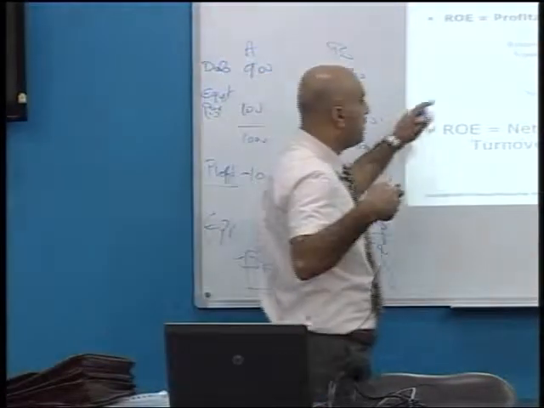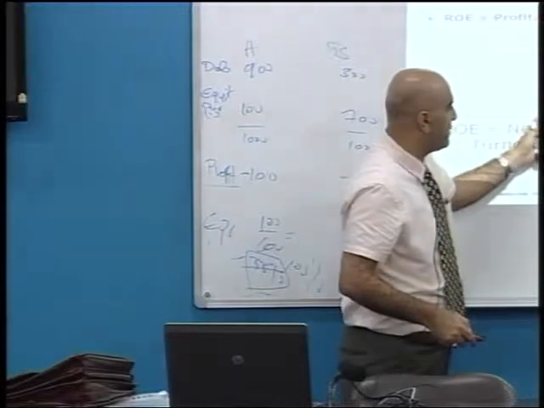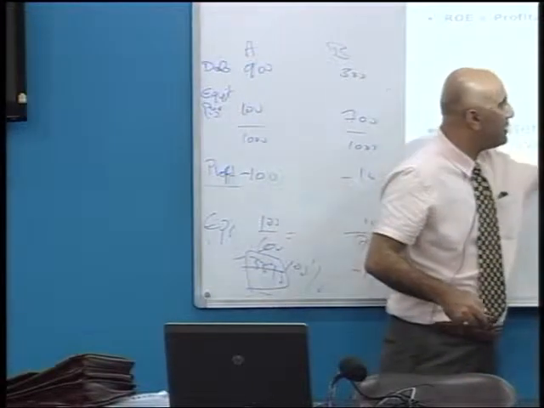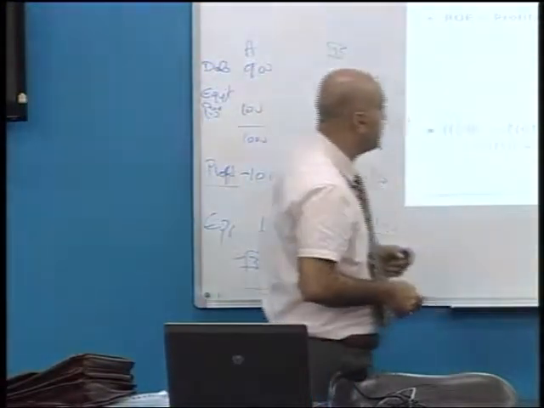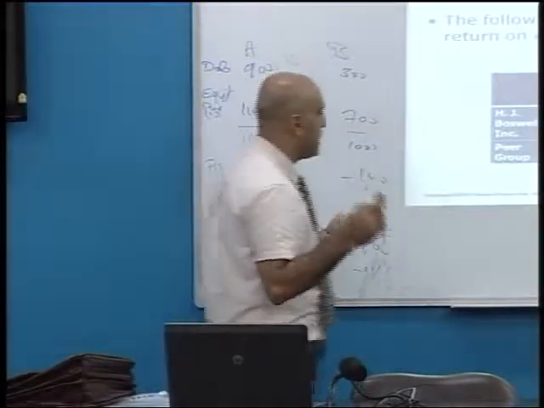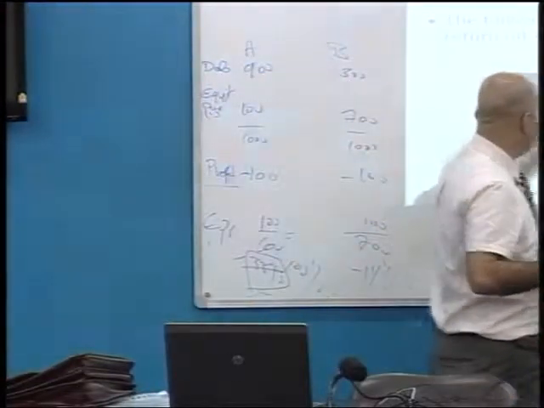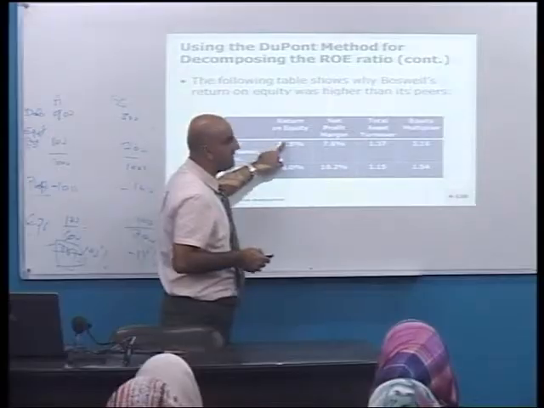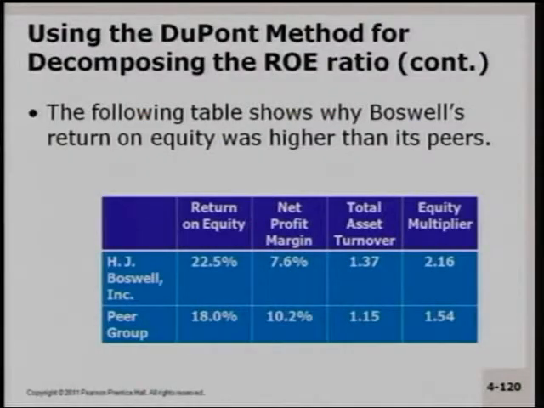How we calculate the return on equity: just net income divided by sales, sales divided by total assets, 1 divided by 1 minus debt ratio, and we look at the results. This 22% is the result from 7.6% times 2.16 times 1.37, we get 22%.